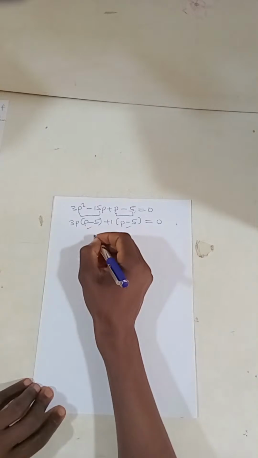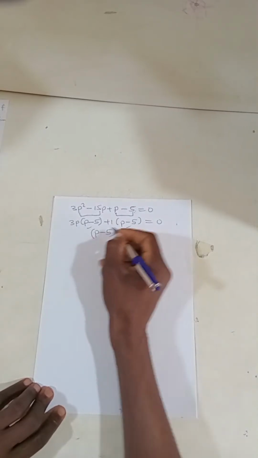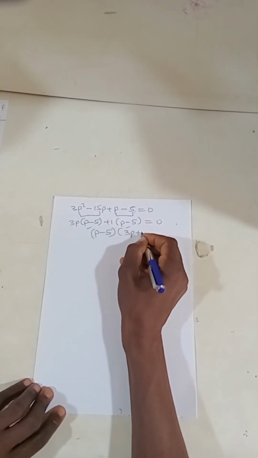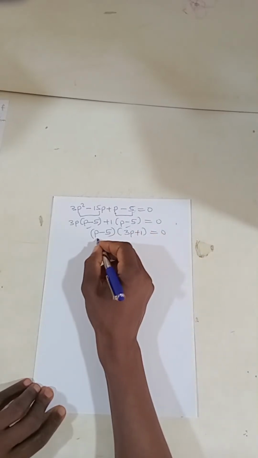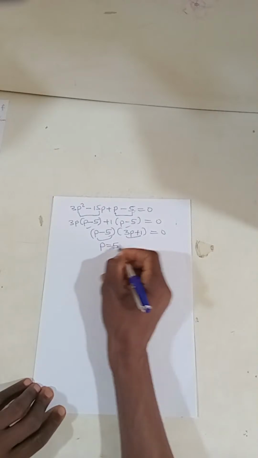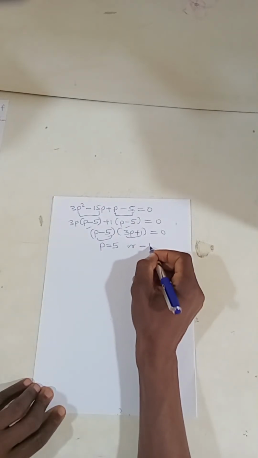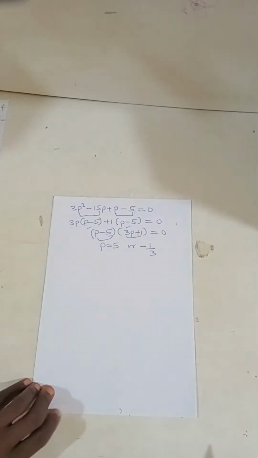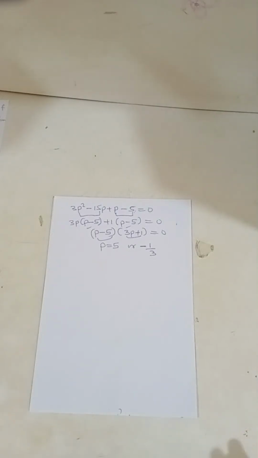So when you factorize this one and this one, it must be the same thing. You pick one of that. Pick one of that. You have 3p plus 1 equal to 0. So this is equal to 0. This is equal to 0. So p is equal to what? 5 or minus 1 over 3. So that's the value for p for the equation to have equal roots. Okay.